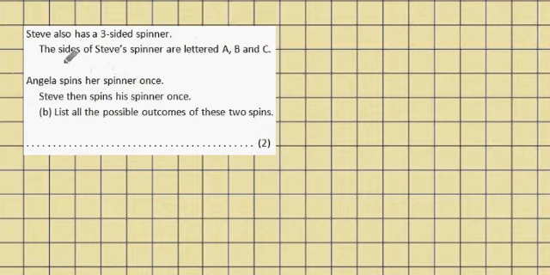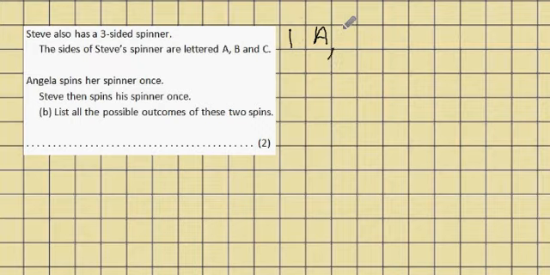So let's take a look. Angela spins her spinner, Steve spins his spinner. So let's do it systematically. Angela's spinner can land on 1, 2, or 3. So let's say it lands on 1 to begin with. So Angela's lands on 1, and Steve, let's start with the first thing for Steve, A. So the first possibility is that it could land on 1 for Angela and A for Steve.